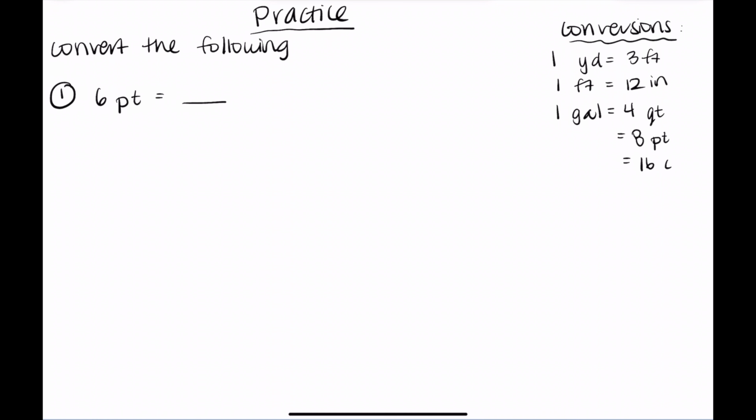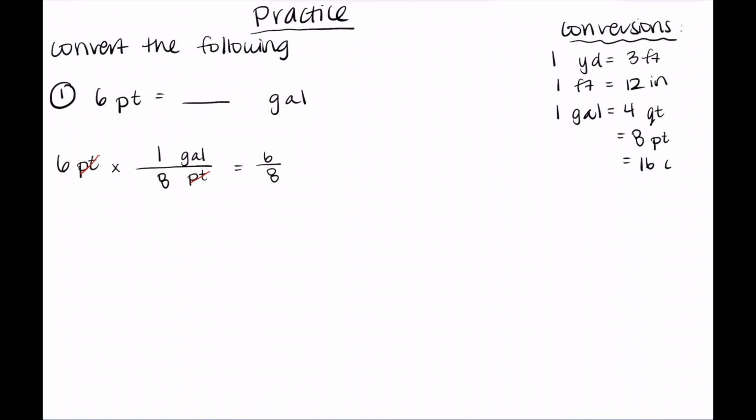So starting off with our first practice problems, we have 6 pints, and we're trying to go from pints to gallons. So we're going to start with what we're given, 6 pints. And we want to go from pints to gallons, so we know that there are 8 pints in every 1 gallon, right? So that's the conversion we're going to fill in. We're going to put it on the denominator so we can cancel out those units.